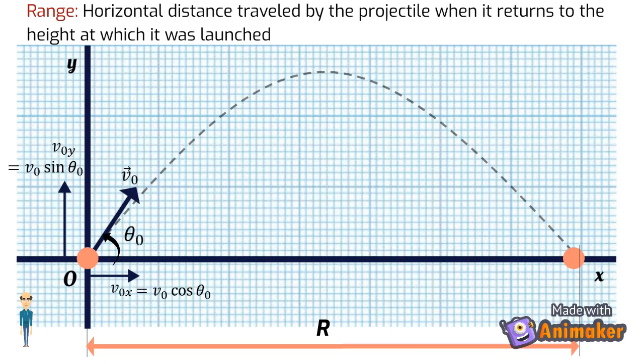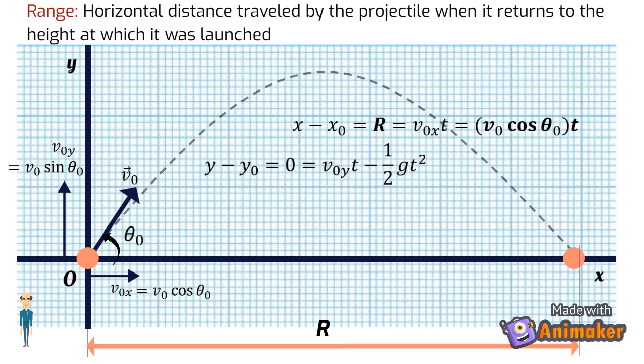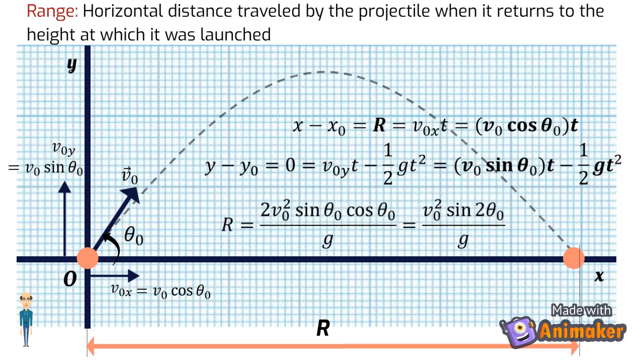In the horizontal direction, x minus x0, that is R, would be equal to v0 cos theta 0 multiplied by t. And in the vertical direction, y minus y0, which is 0, would be equal to v0 sin theta 0 t minus half g t square. Eliminating t between these two equations, we can derive that the range R is equal to v0 square sin twice theta 0 divided by g.